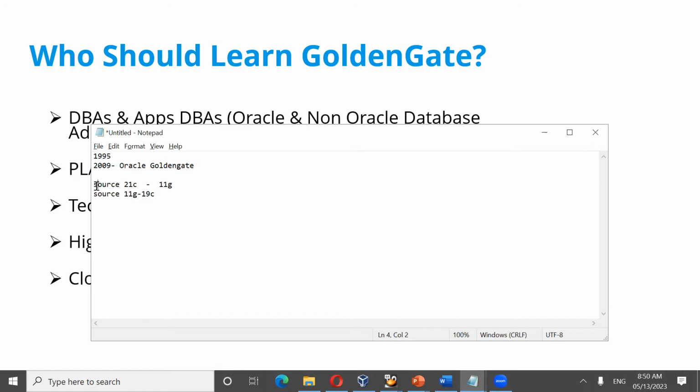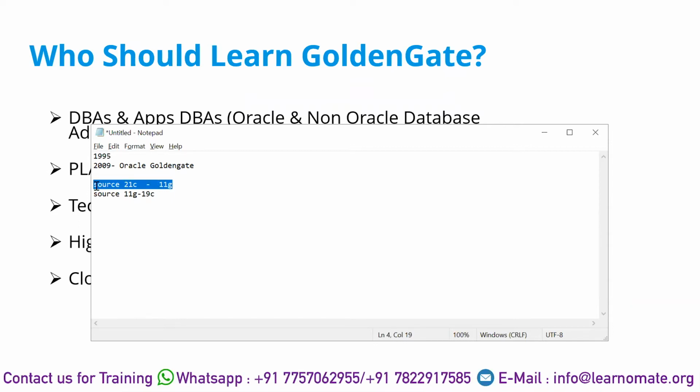So first let us talk about the GoldenGate version. Suppose your source GoldenGate version is 21C and target GoldenGate version is 11G. Will there be any issue? No, GoldenGate can replicate the data. Your source GoldenGate version is 11G, target is 19C. Will GoldenGate be able to replicate the data? Yes, it can. Similarly, your source database version suppose is 21C and target is 11G.